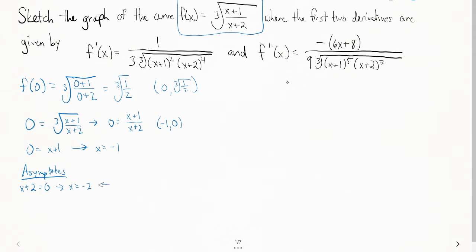So this means that value is not in our domain, right? Because that would be where the denominator equals 0. So what we need to do is check out the limit as x approaches -2 from the left of f of x, and also the limit as x approaches -2 from the right of f of x. And this will tell us the behavior of our graph.